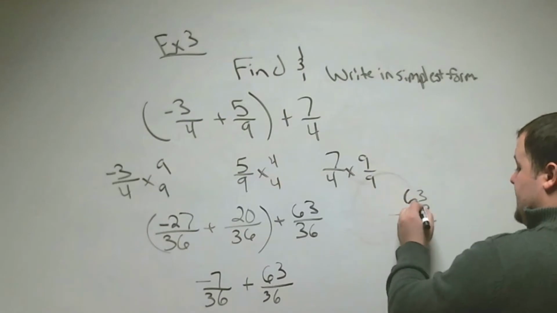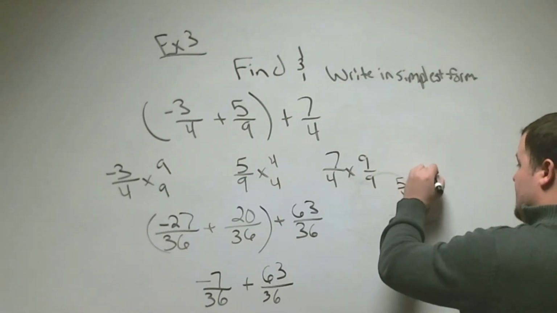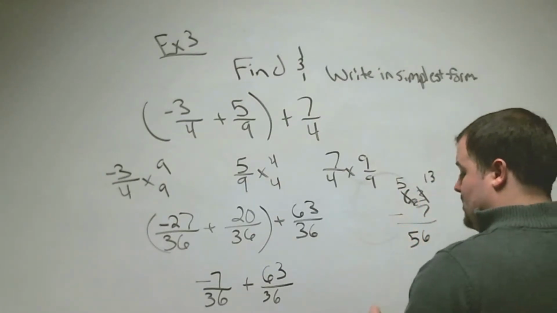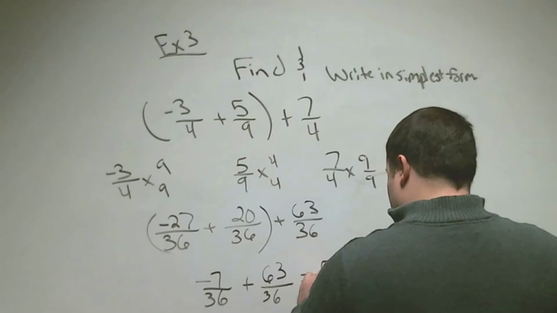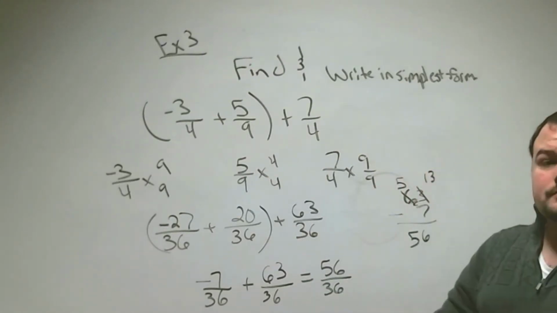Well, I can't do 3 minus 7, so I'm going to cancel out the 6, make that a 5, and make that a 13. 13 minus 7, that's 6. So I get 56. So this is going to equal 56 out of 36.